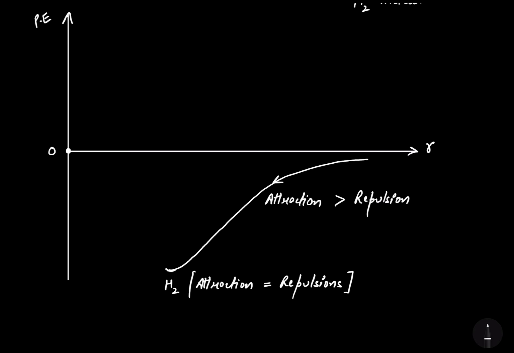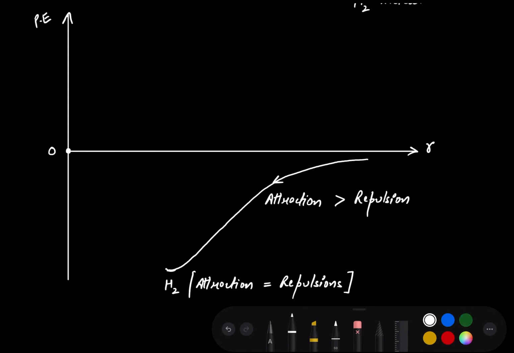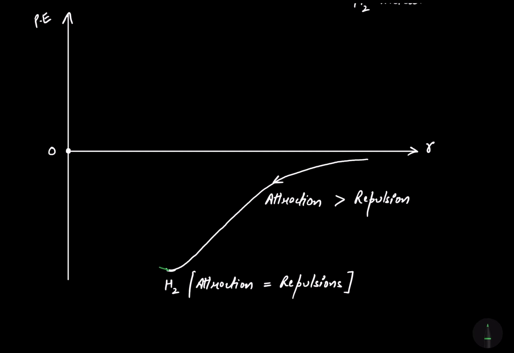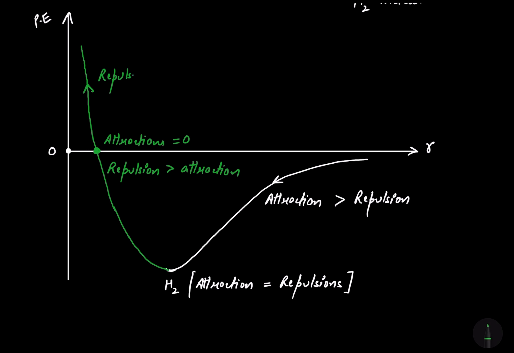Now, if we bring two hydrogen atoms more closer to each other, then the potential energy will start increasing and the repulsions will dominate over the attractions. So at this point I'm writing, after the achievement of maximum negative value of potential energy, if we bring two hydrogen atoms more closer to each other, in that case repulsion will dominate over attractions. At this point the attractions become zero. Now here the potential energy is positive, only repulsive forces will be there.